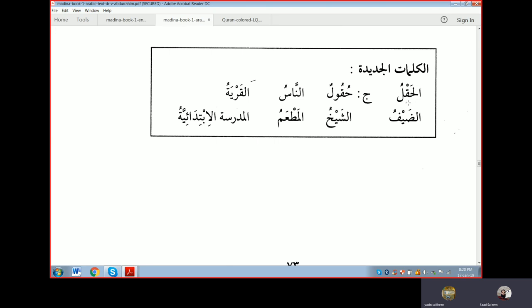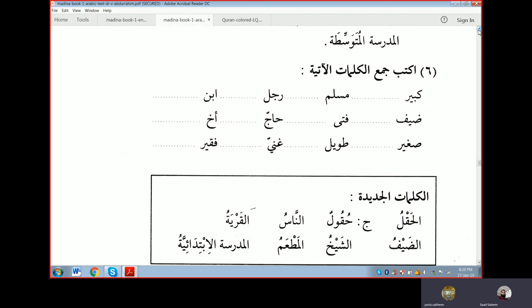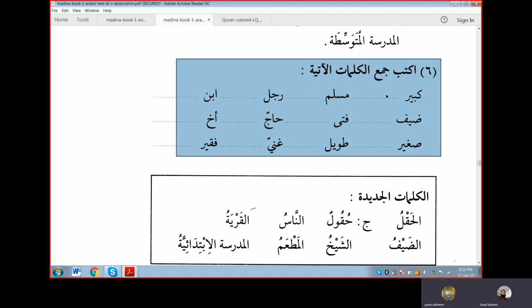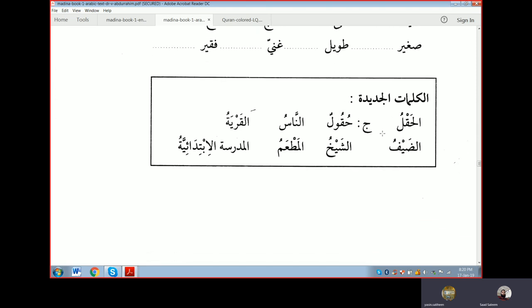Haqlun, field; its plural is huqulun, fields. Okay, I forgot to tell you one thing. The last question is your homework. Fill in all these blanks after the class and send it to me. Then an-nasu, al-qaryatun, village.